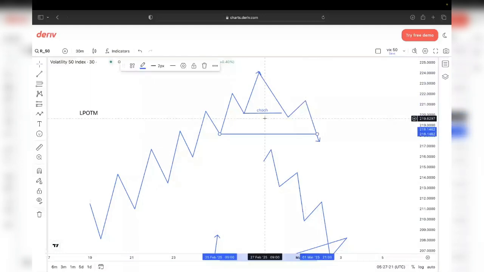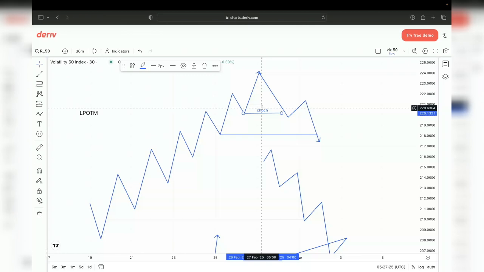Now, it is not actually called a change of character per se, because this thing occurred in the lower time frame.